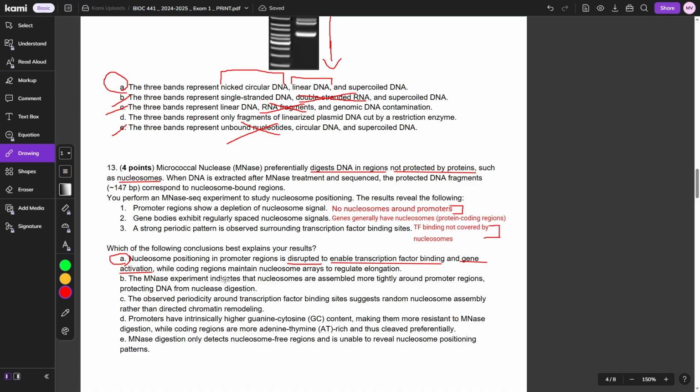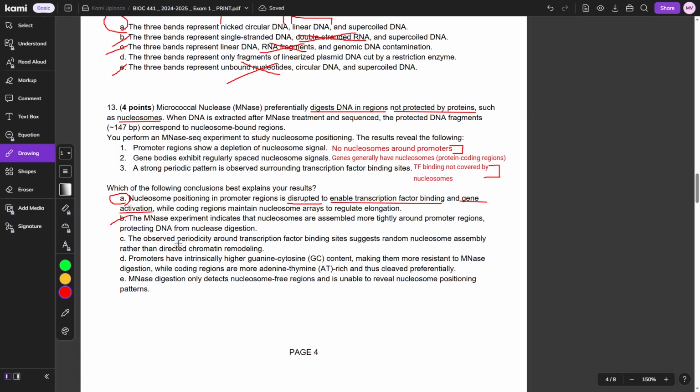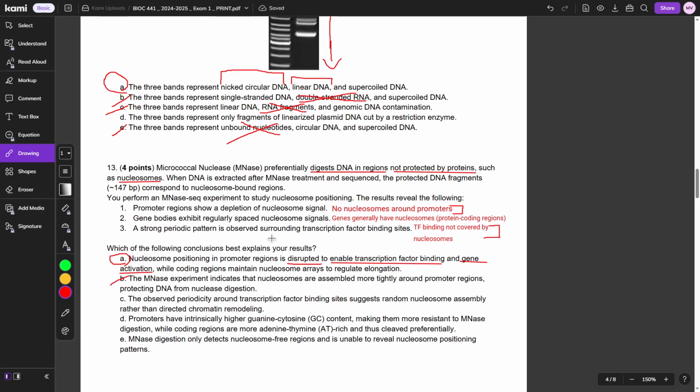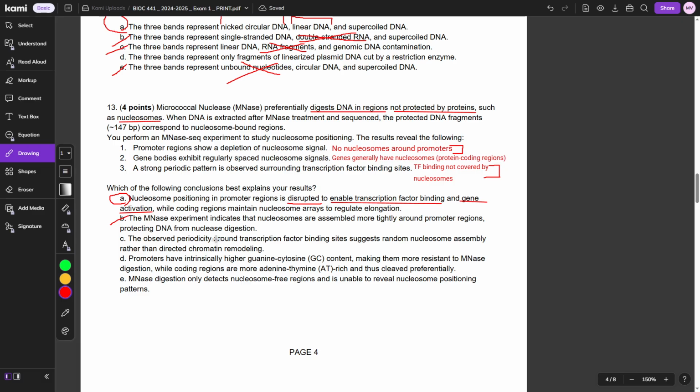The MNase experiment indicates that nucleosomes are assembled more tightly around promoter regions. Nope, we just debunked this, right? So the promoter shows a depletion of the signal, so there's no nucleosomes around them. It's not B. The observed periodicity around the transcription factor binding site suggests random nucleosome assembly. Doesn't seem very random to me. It seems like it's very specific, where the promoter regions are very specifically not bound by nucleosomes, and there's very clearly a strong pattern where the transcription factor binding sites are relatively open. So I would not call it random. I don't like this word random, so I'm going to get rid of that one.